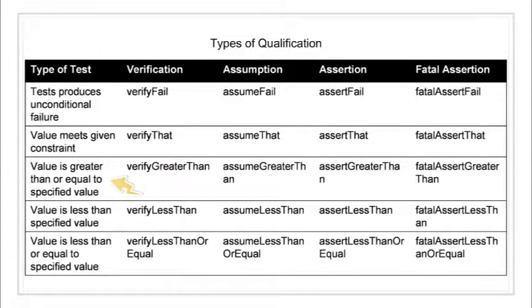Then we have a type of test where value is greater than or equal to the specified value. If this case is true, then it is pass. If it is not, then it returns as fail. Then we have value is less than the specified value. When this scenario happens, then it is a pass case, otherwise it is a fail case. Then we have value is less than or equal to the specified value. Here we can have a user provided value and we can have a qualification whether it is less than or equal to the specified value.